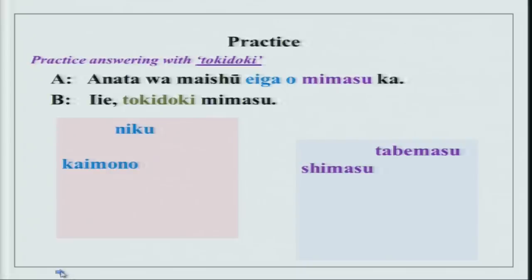So, please try to do it as is given in the example. You will feel more confident once all of them are done and you will be able to speak in a better way, do more conversation easily. Tegami. Tegami is a letter. Anata wa maishu tegami o kakimasu ka? Let us see what is the verb over here. Kakimasu. Kakimasu is to write. Iie, tokidoki kakimasu.